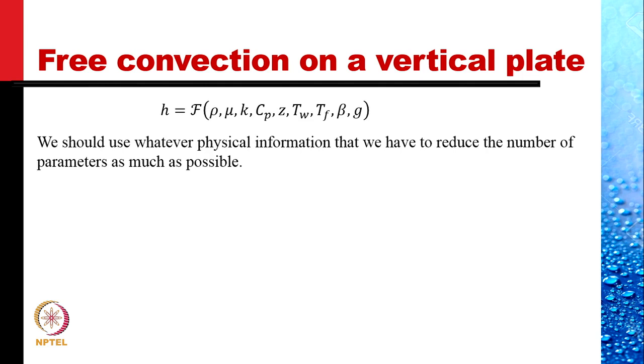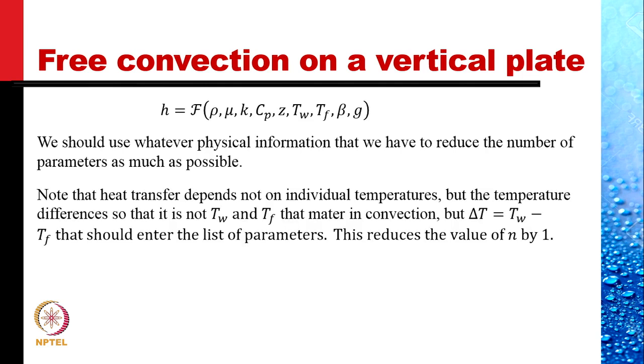We should use whatever physical information that we have to reduce the number of parameters as much as possible. Note that heat transfer depends not on individual temperatures. We used that argument a couple of times earlier, but on the temperature difference, so that it is not Tw and Tf that matter, but delta T equal to Tw minus Tf that should enter the list of parameters. So these two parameters would combine to give only one parameter, Tw minus Tf. This reduces the value of n by 1.